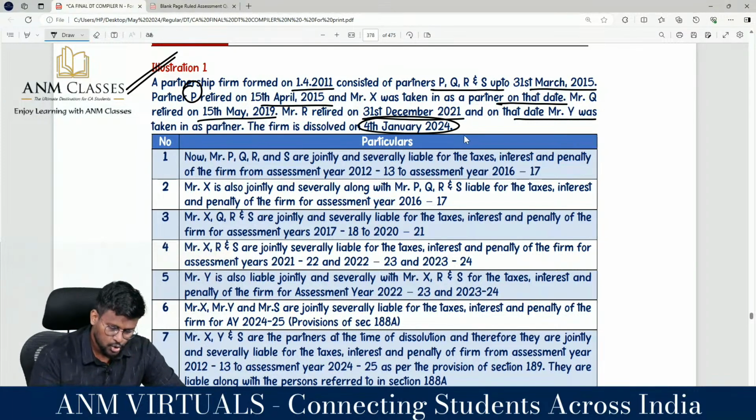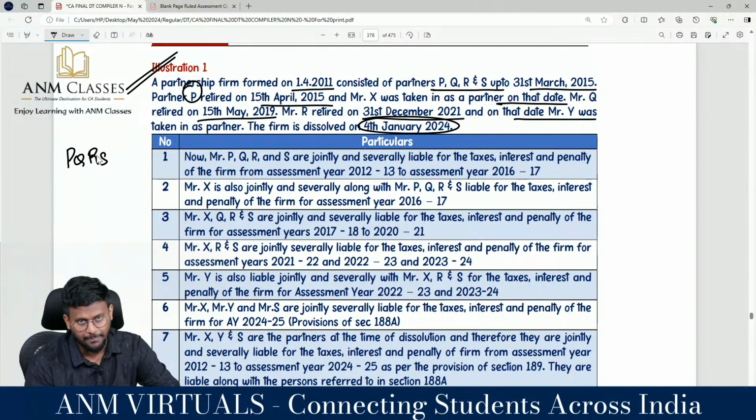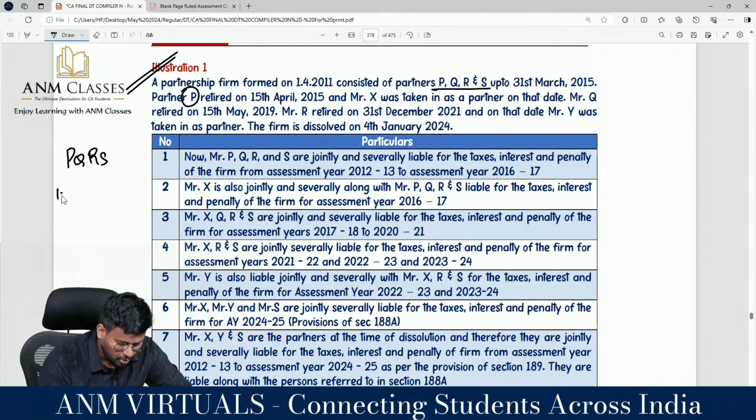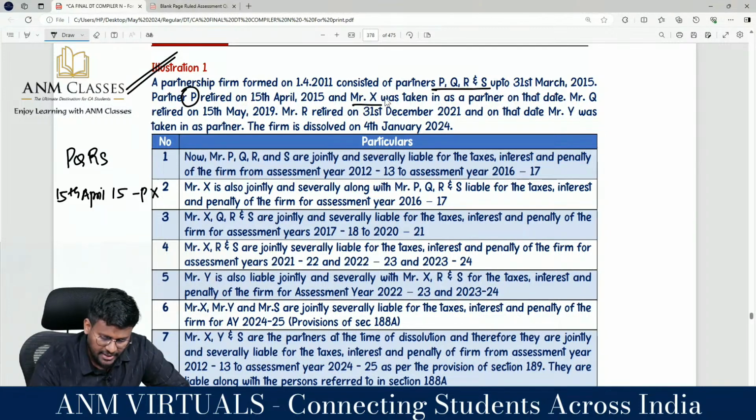So now you should understand the names in the story, which are P, Q, R, S. A partnership firm formed on 1/4/2011 consisting of partners P, Q, R, S up to 31st March. On 15th April 2015, partner P retired and Mr. X was taken on the same date. Partner P got retired, and partner X was taken into the partnership firm.